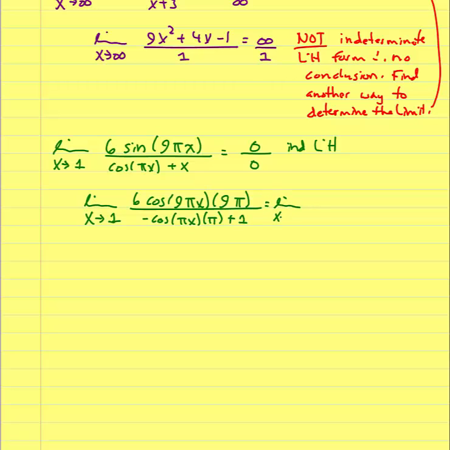I want to rewrite this. So I have 6 times 9 is 54 pi times the cosine of 9 pi x all over negative pi cosine. That's not right. The derivative of the cosine is sine. This should be a sine right here. So let's make sure we fix that up. Negative pi sine pi x plus 1. So let's go ahead and plug directly in again. So this is a 1.